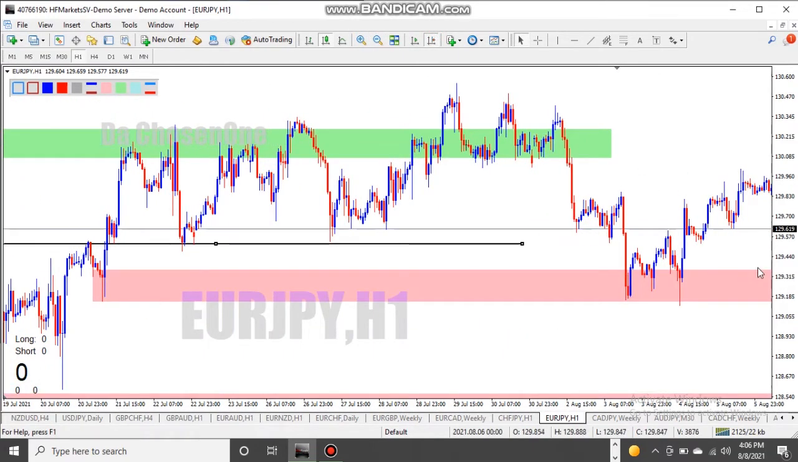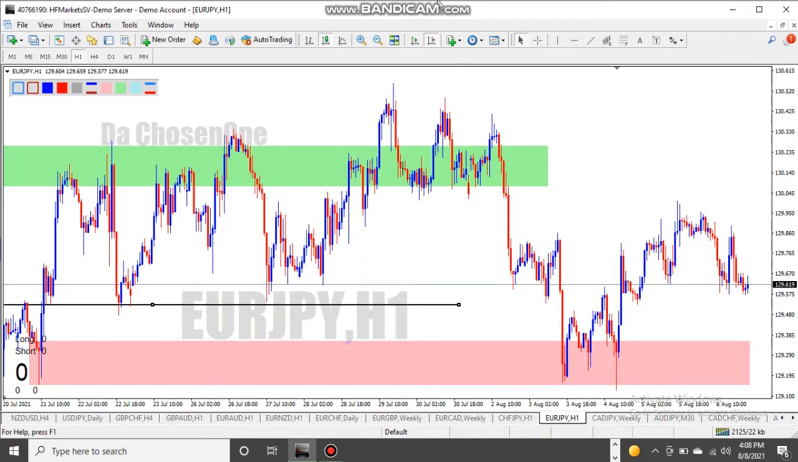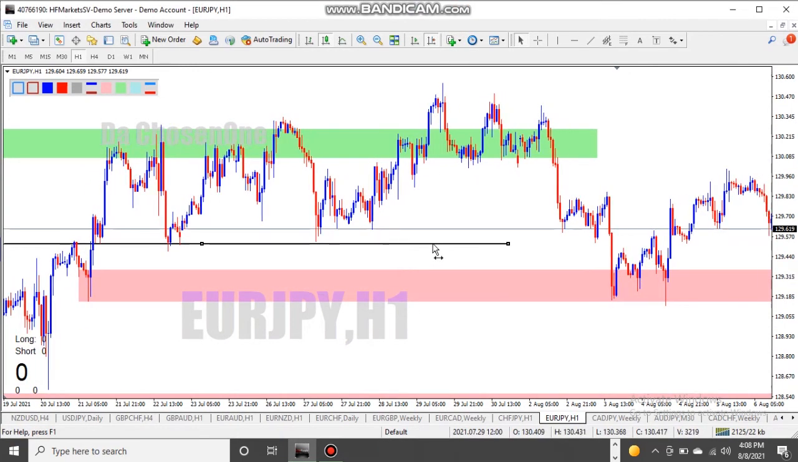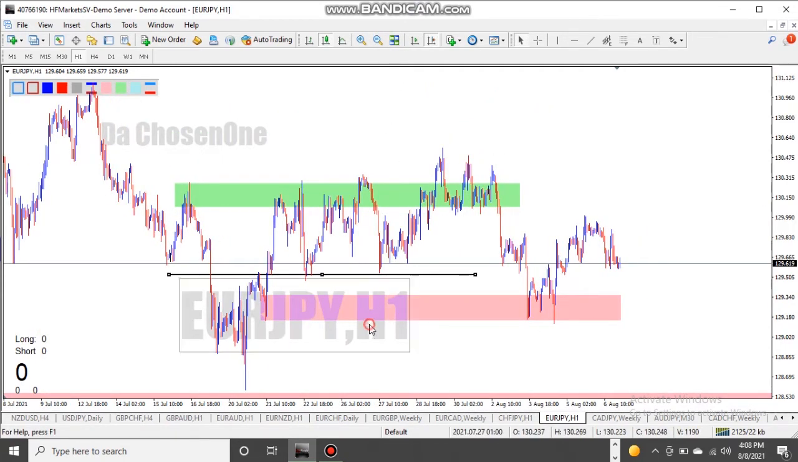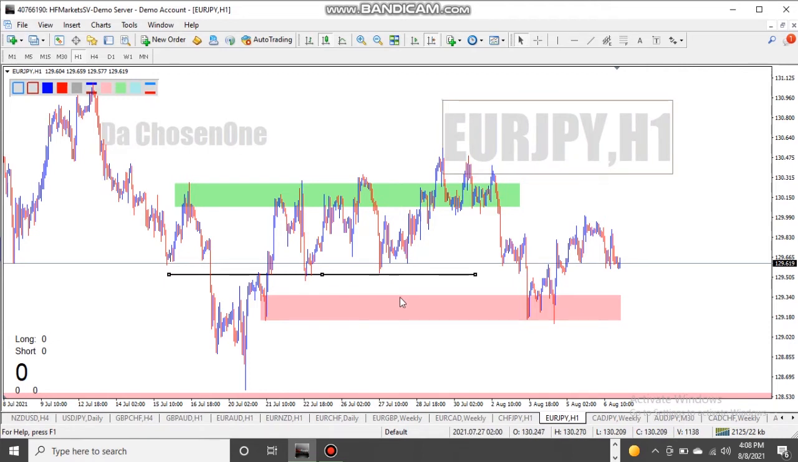However, as you can see, price was held at this demand area over here. It was held at this demand area over here. So this demand area over here has been tested, so it's no longer fresh. The fresh one is this one below.